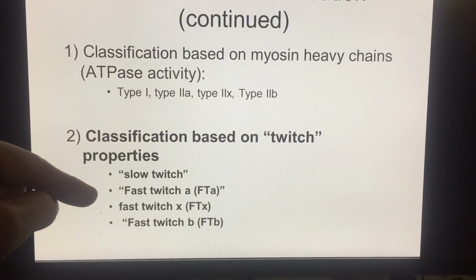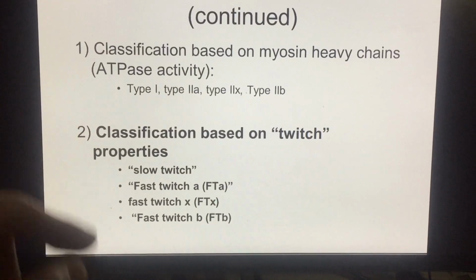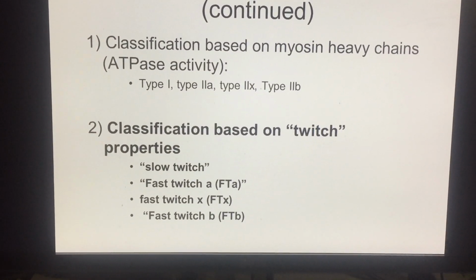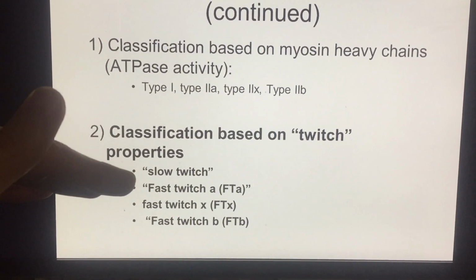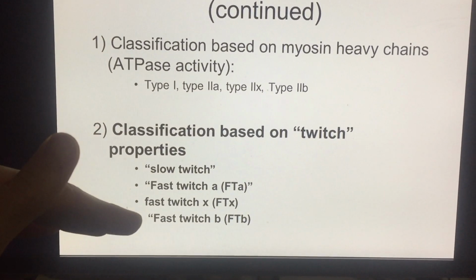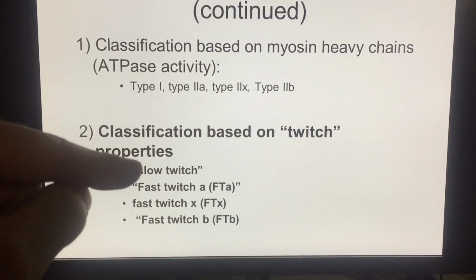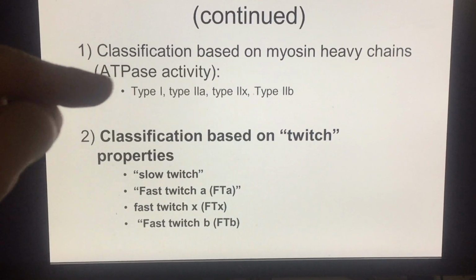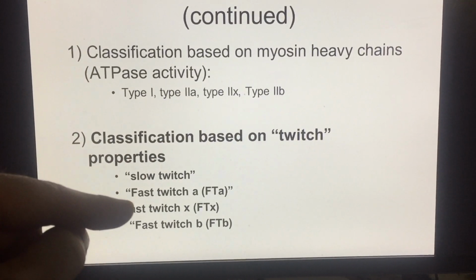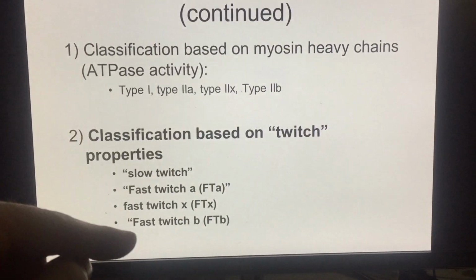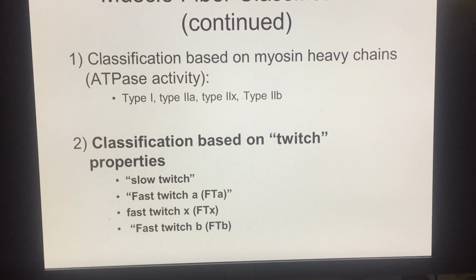Now the type of classification system I just talked about with the twitch properties is in response to an electrical stimulus. In this case, the muscle fibers are called slow twitch, fast twitch A, fast twitch X, fast twitch B, again, going from slowest to fastest. Usually the slow twitch would correspond to type 1. The fast twitch A would correspond to type 2A. Fast twitch X would be your type 2X. And fast twitch B would correspond to your type 2B muscle fibers.